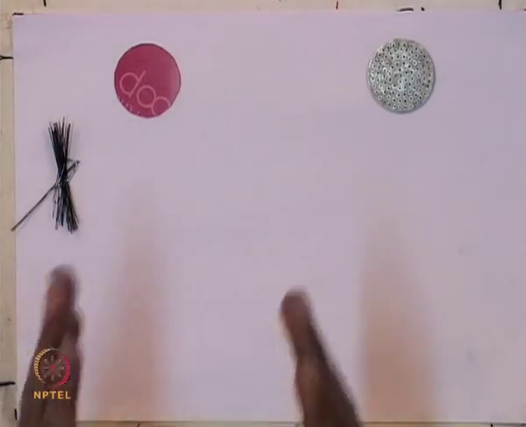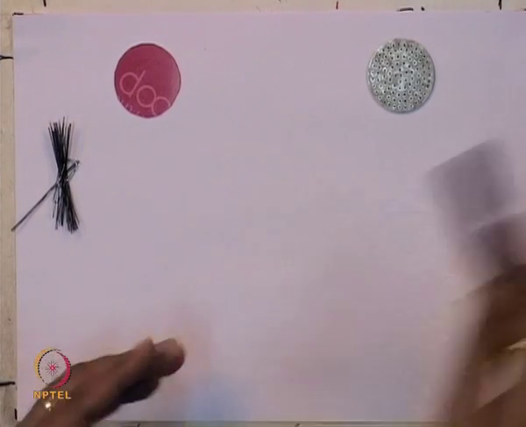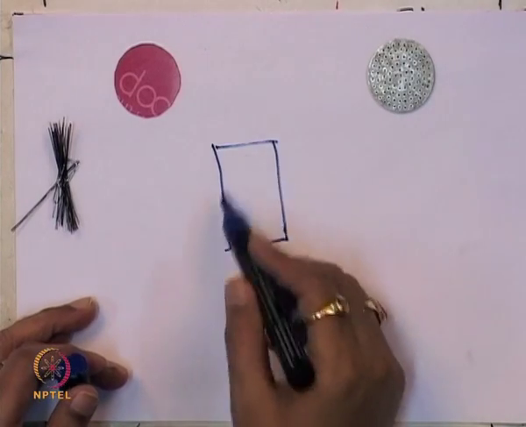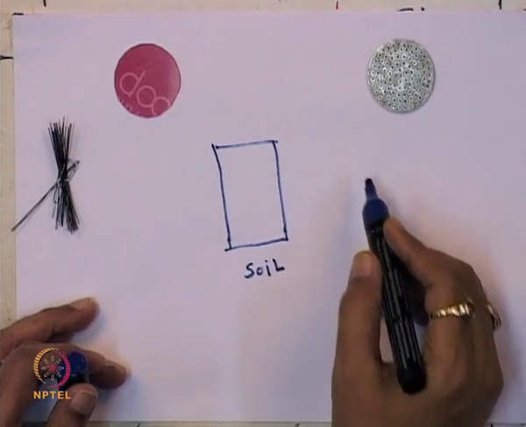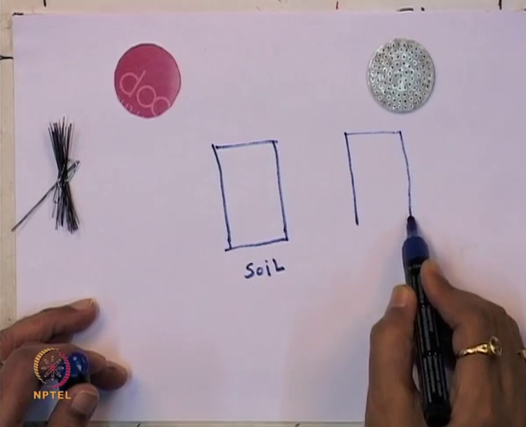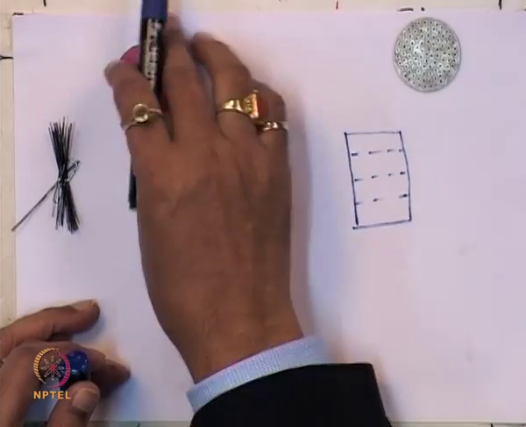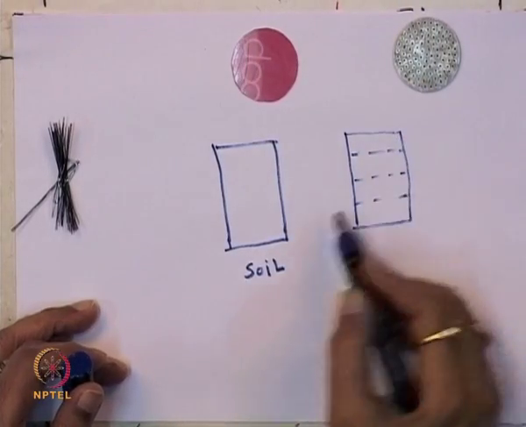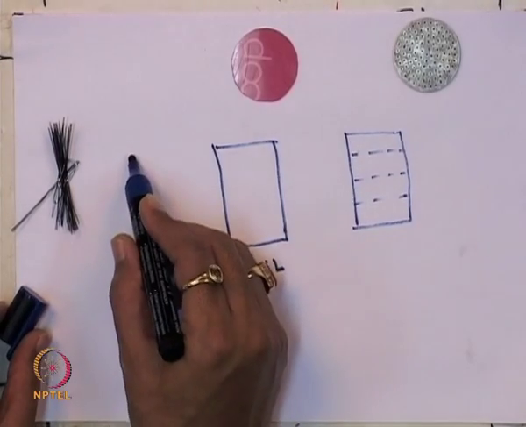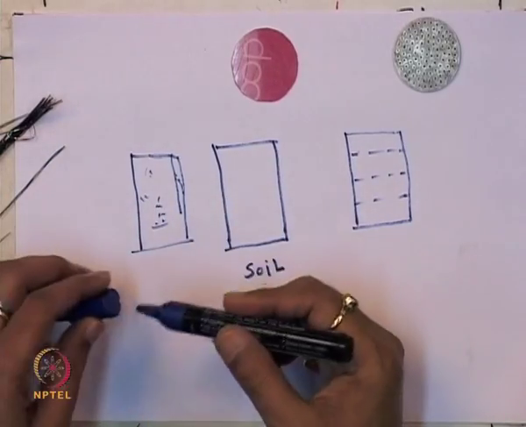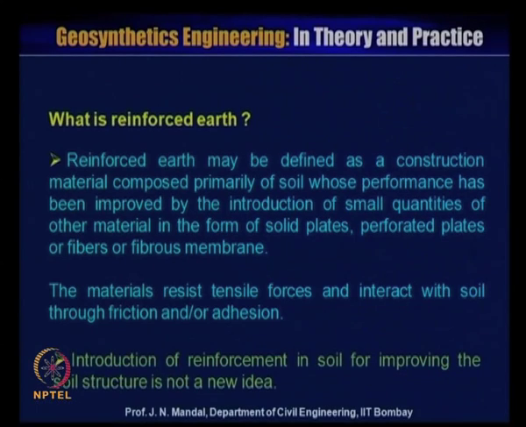So, you can make a triaxial sample, cylindrical in shape. This one is only with the soil. In the other case you can make the same triaxial soil sample and place a number of layers of plate, either perforated plate or solid plate. You can see what their behavior will be and how they change, and sometimes you can also mix in a certain kind of fiber element and see what is happening and how it interacts with the soil. So, these are materials which resist tensile forces and interact with the soil through friction and adhesion.